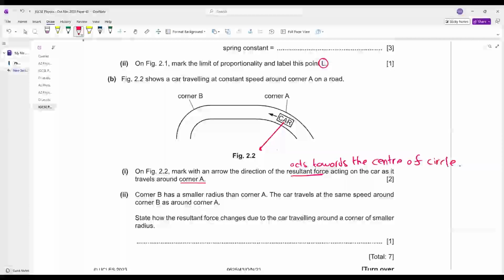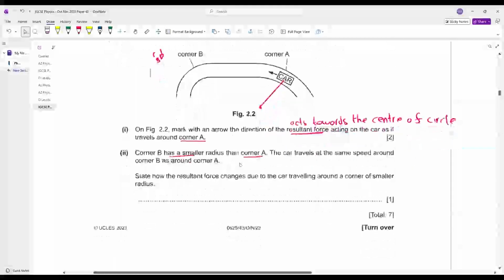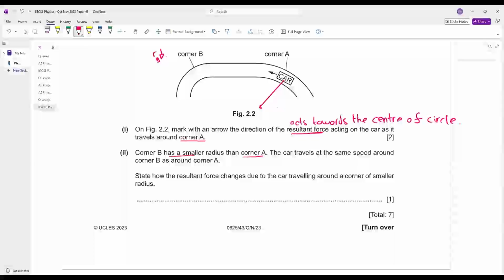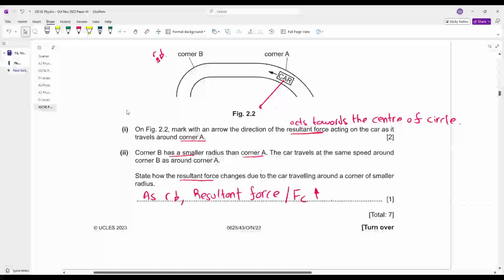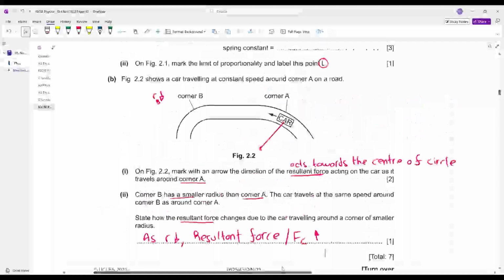Simple. Corner B has a smaller radius than corner A. ओके, कॉर्नर बी का रेडियस क्या है? स्मॉलर है compared to corner A. परफेक्ट. The car travels at the same speed around corner B as around corner A. State how resultant force changes due to the car traveling around a corner of a smaller radius. You will say as R decreases, resultant force, or you can say centripetal force, increases. Now write down some key points. यहाँ पे छोटे से कुछ key points लिख लो.